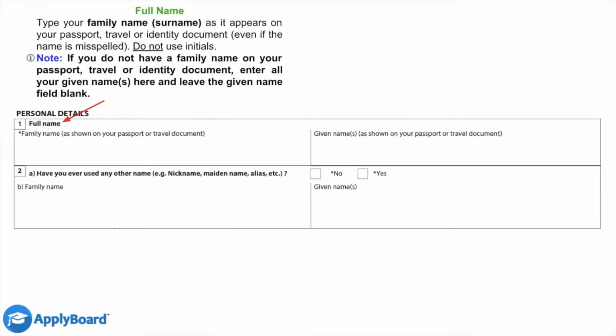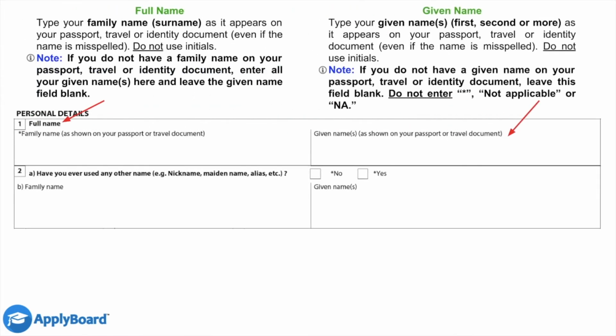Type your family name, surname, and your given names, first, second, or more, as it appears on your passport, travel, or identity document, even if the name is misspelled. Do not use initials. Please note, if you do not have a given name or a family name on your passport, travel, or identity document, leave this field blank. Do not enter an asterisk, not applicable, or NA.